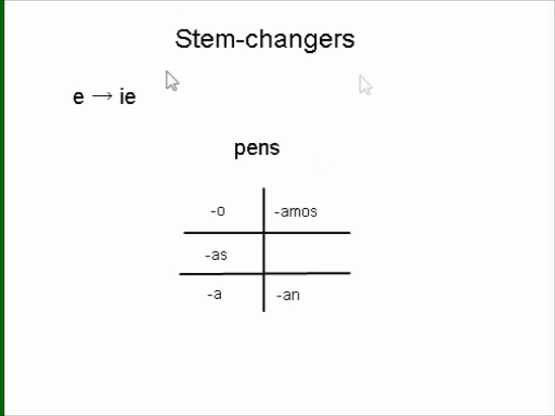But because this is a stem changing verb, we have one additional step. We said that it is an E to IE stem changer. All that means is that we change the E in our stem to IE. So instead of penso, we have pienso. Instead of pensas, as we might have expected, we have piensas, and so forth.